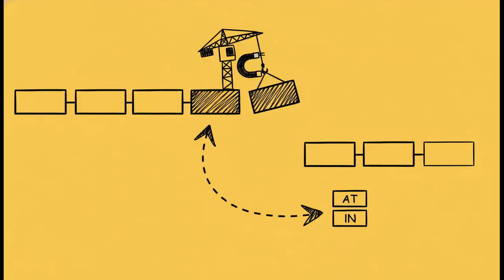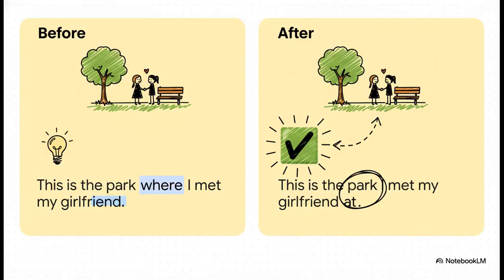Now, dropping where is a little trickier, but it's such a cool thing to master. You can get rid of where, but, and this is a big but, you have to add a little preposition, like at or in, to the very end of the clause. Let's see how it works. The sentence is, this is the park where I met my girlfriend. To drop where, you have to think about the original idea. I met my girlfriend at the park. You just take that at and move it all the way to the end. And you get, this is the park I met my girlfriend at. You'll hear this all the time in spoken English.